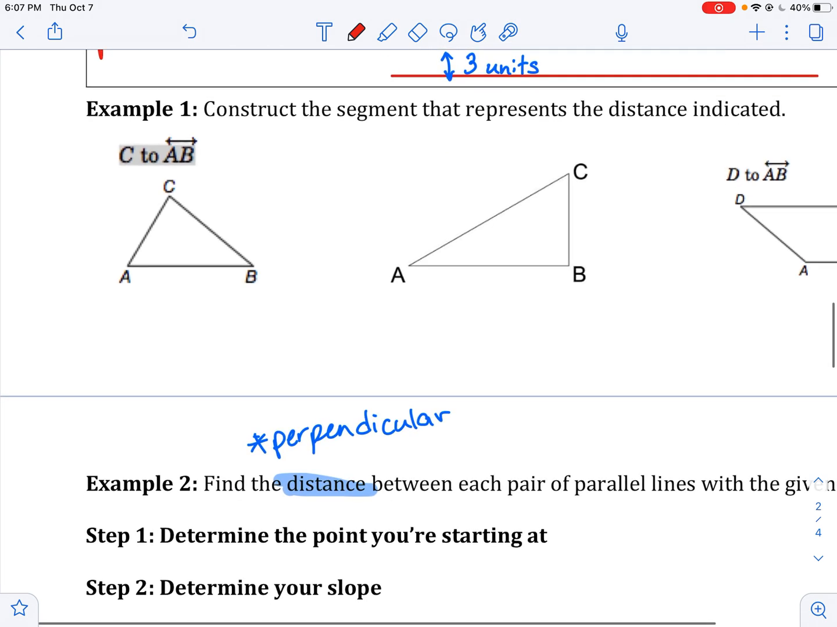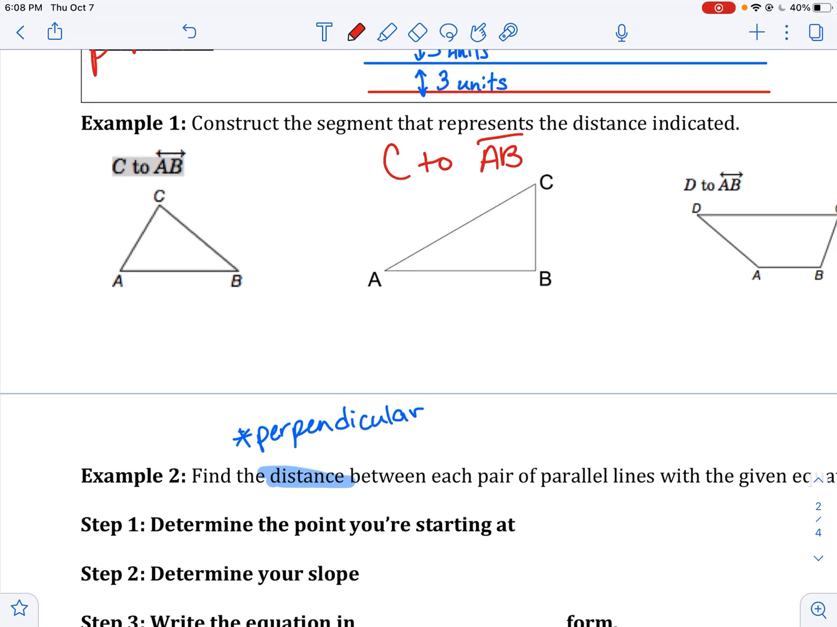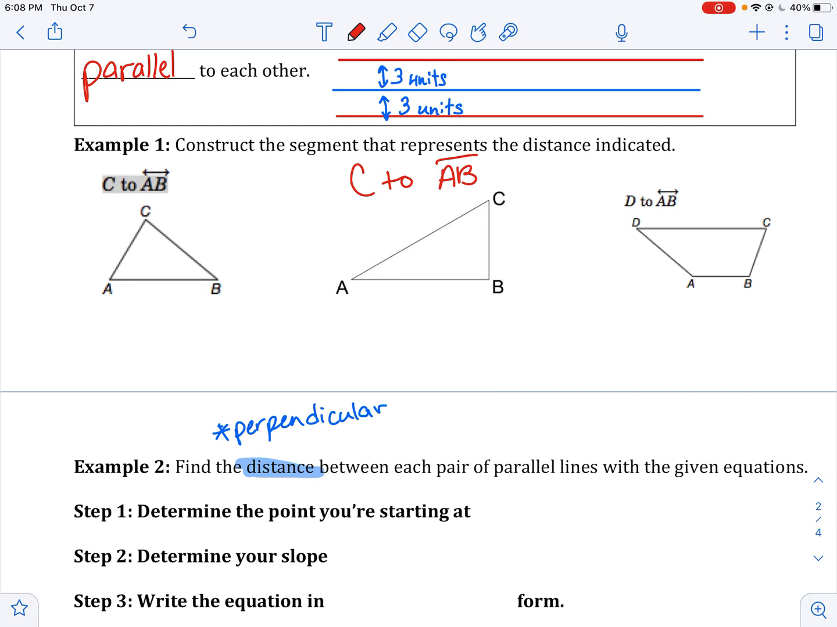So example 1, construct the segments that represent the distances indicated. We're going to do C to AB on these first two, and then D to AB after that. First one, C to AB. Again, when you're finding distances, it's always perpendicular. So you want to draw the perpendicular distance from C down to AB.